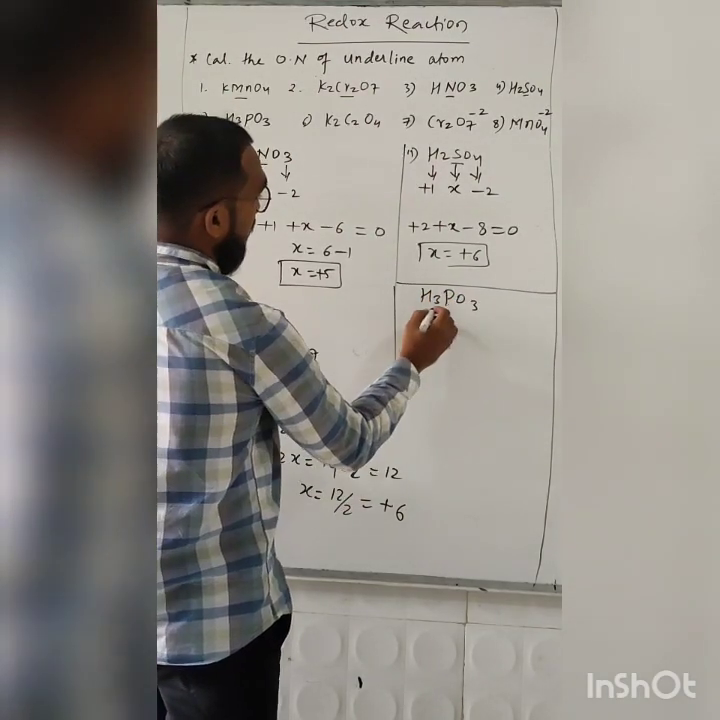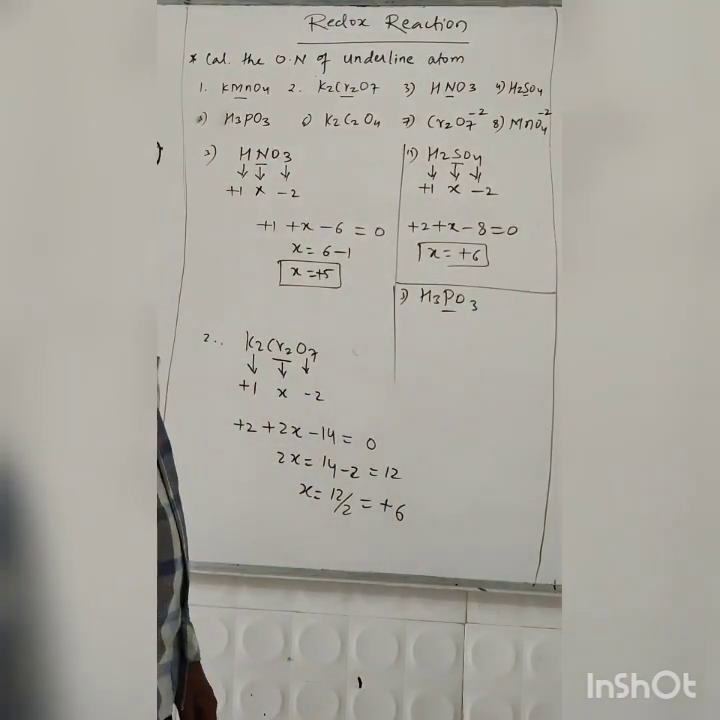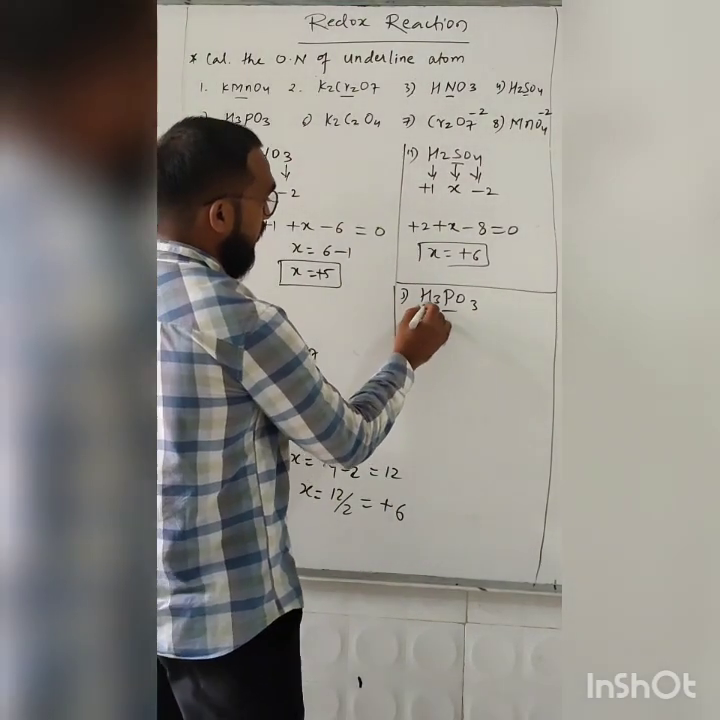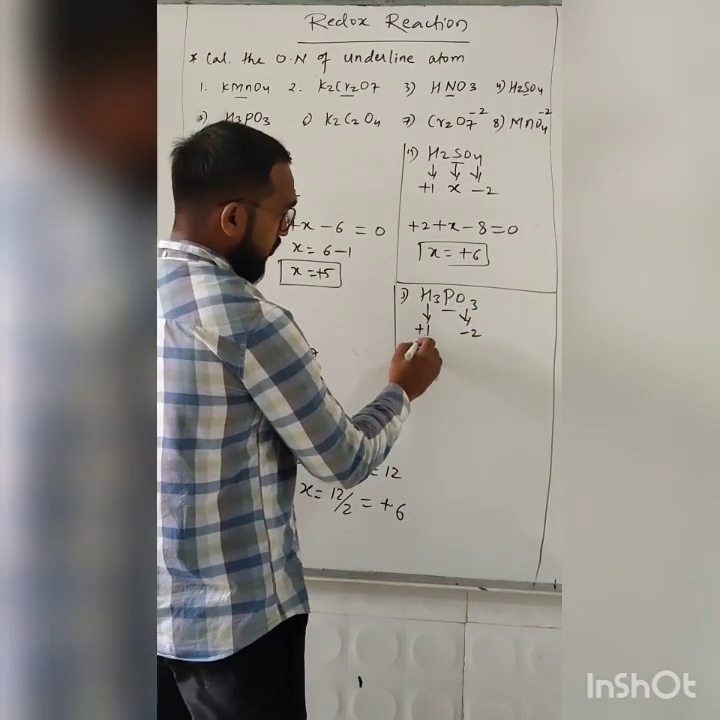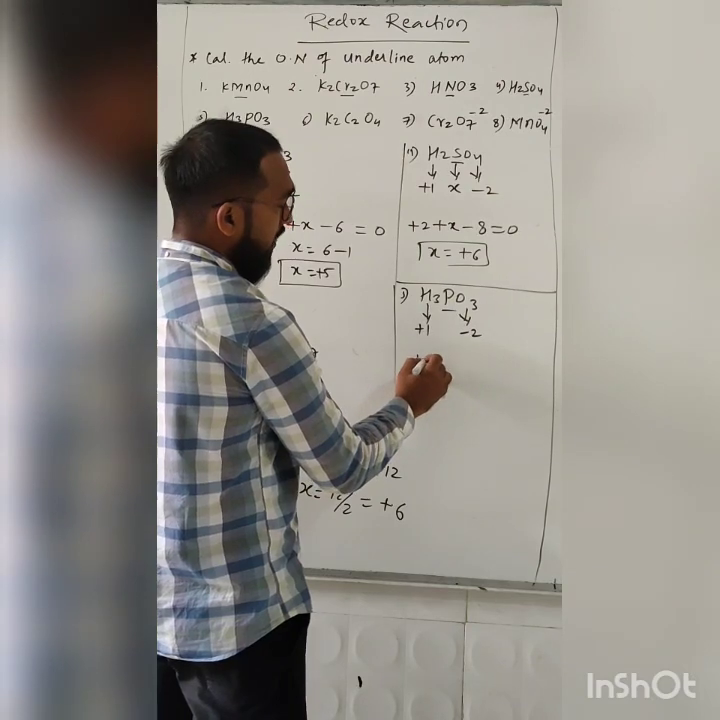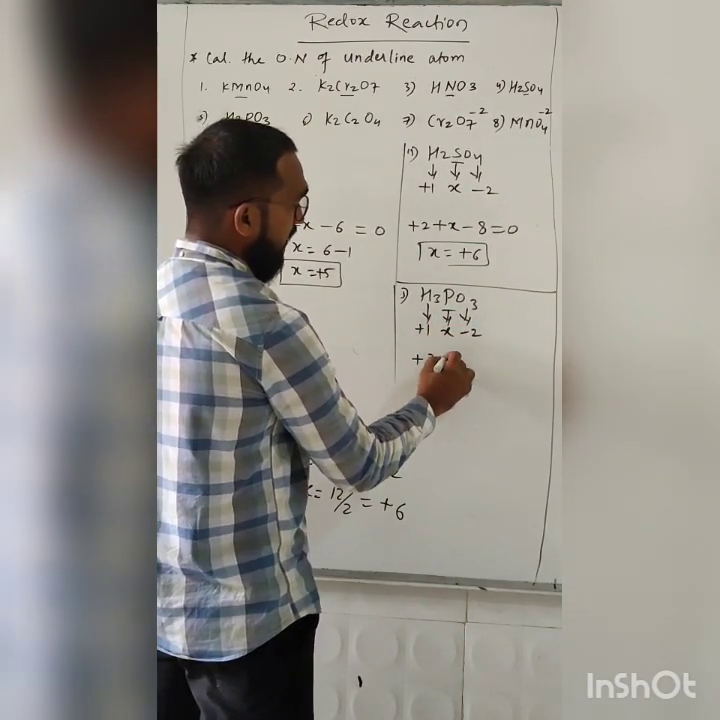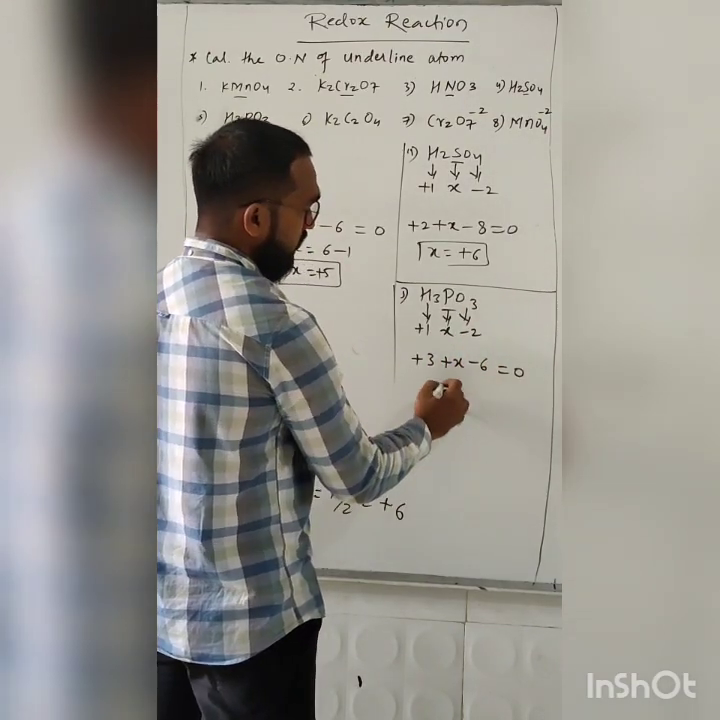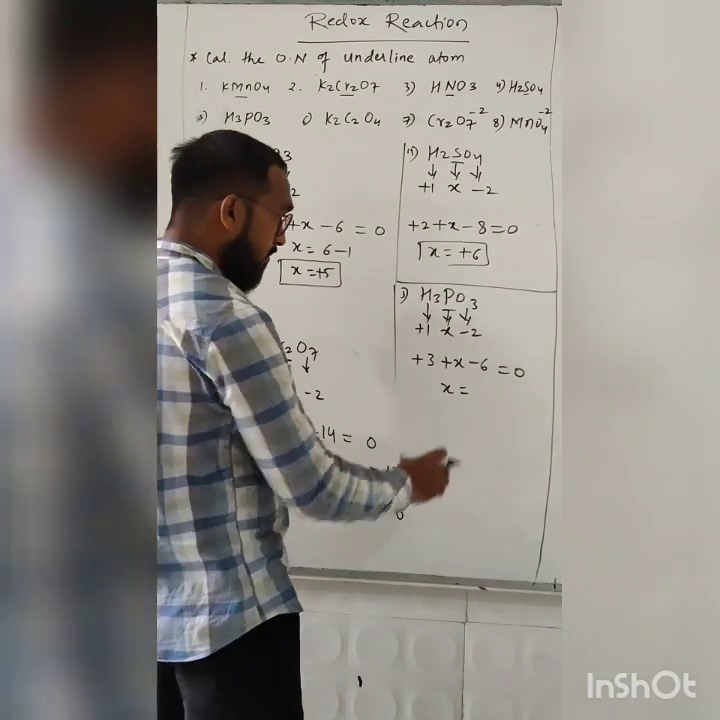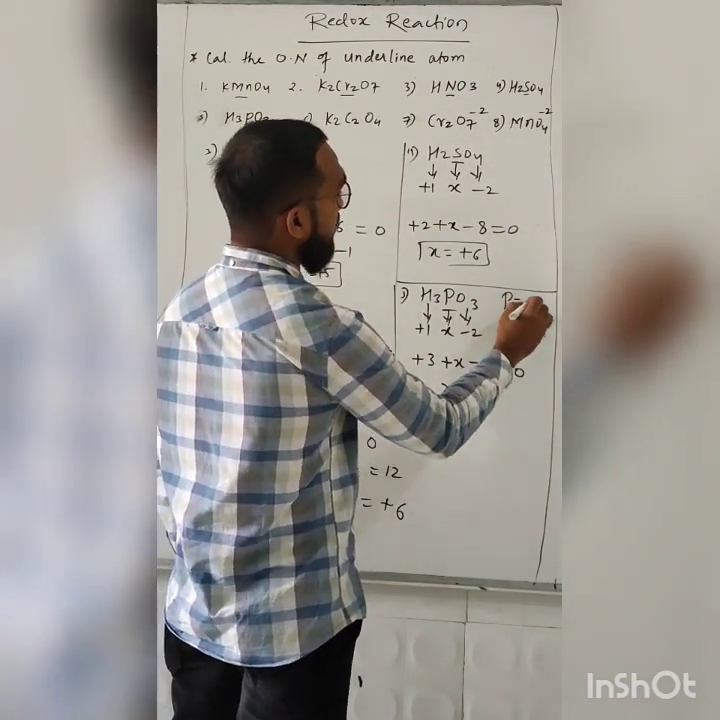Same here, H3PO3. Here we have to calculate the phosphorus oxidation number. As per the rule, once again hydrogen is +1, oxygen is -2. How many hydrogen are there? 3 hydrogen. 1 into 3, plus phosphorus, which we have to find out, I take x. 2 3s are 6, -6 equal to 0. So x is equal to -6 here, and this we get +3. So phosphorus has +3.